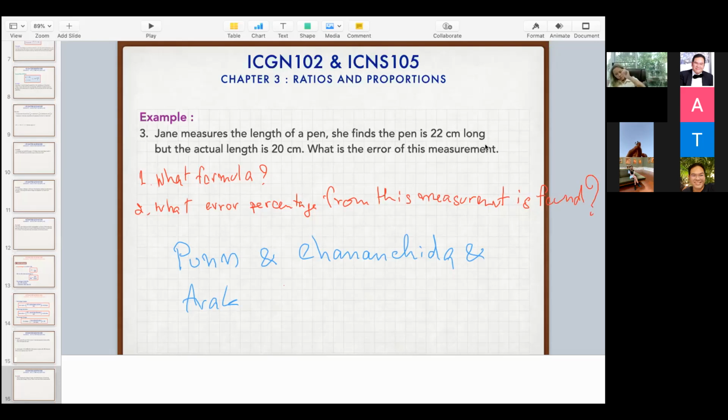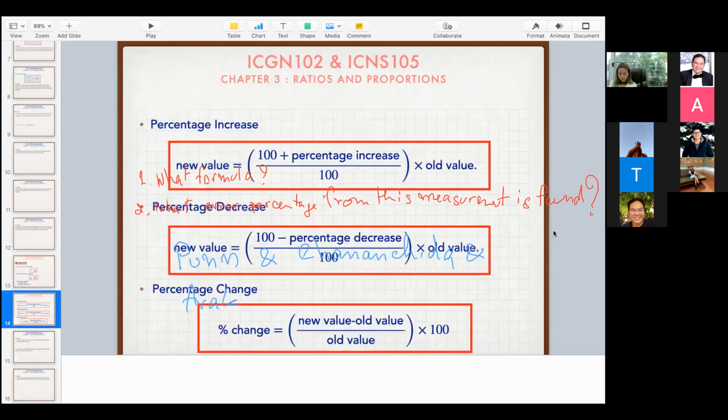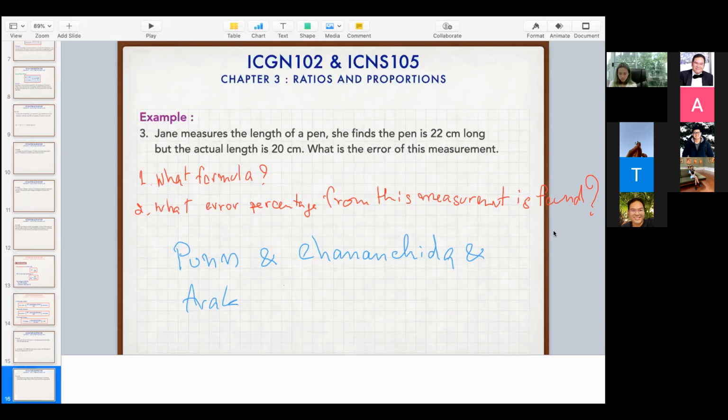And tell me, please, what is the answer for question number 1? Question number 1, what formula? We have these 3 formulas. Which one do we have to use? Percent change. Type it in your answer box, the chat box, please. Okay, Susan, thank you. I get your answer already. Okay, thank you, Pan.